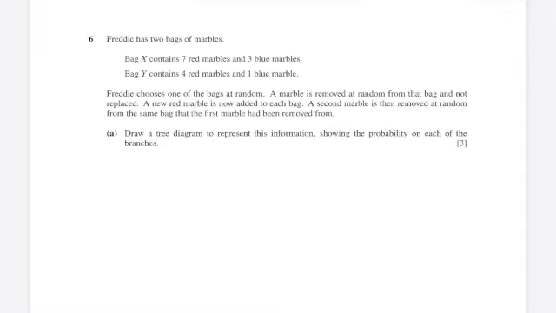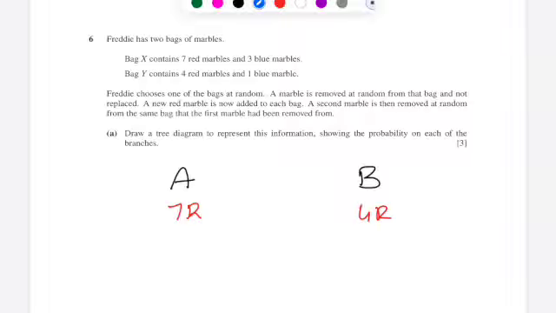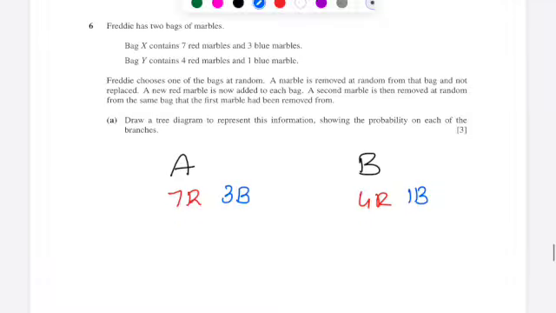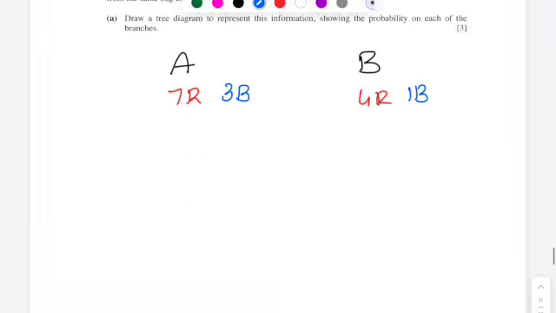The composition of marbles in bag A and bag B is being given. Bag A has 7 red, whereas bag B has 4 red. Bag A has 3 blue, bag B has 1 blue. Freddy chooses one bag at random.